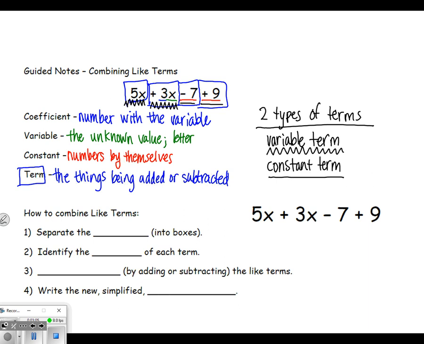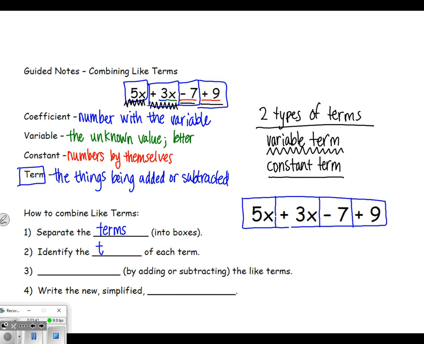The first step I'd like to suggest is to separate the terms into boxes. So for this one right here, I'm going to put a box around the whole thing, and I'm going to draw a line in front of every plus and minus. That's how I box up my expressions or equations. Draw a line in front of every plus or minus. And now I have my terms all separated. I have 4 of them here.